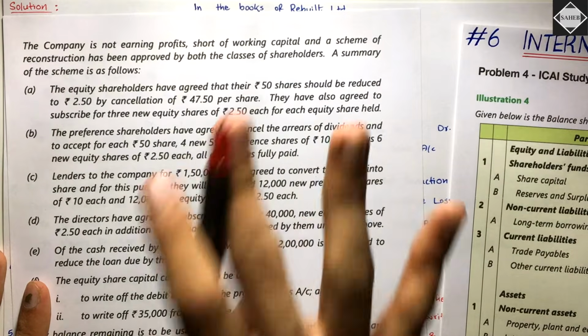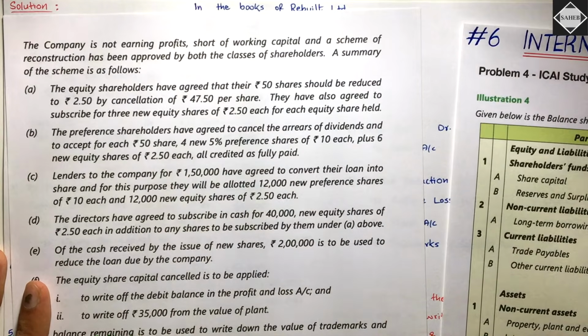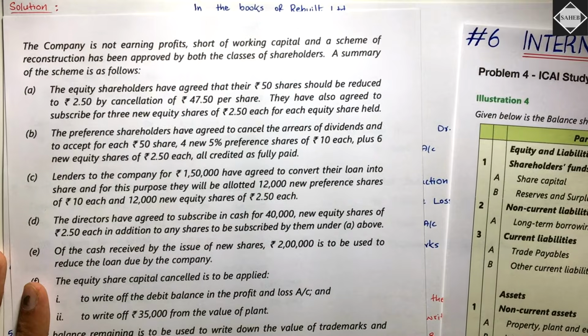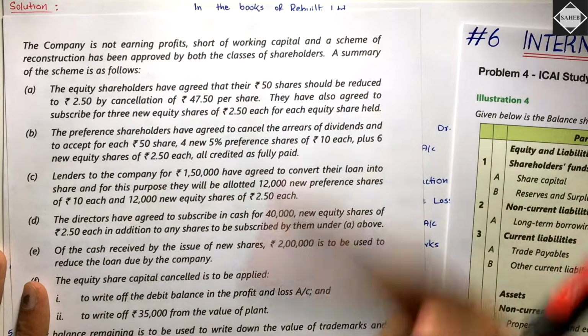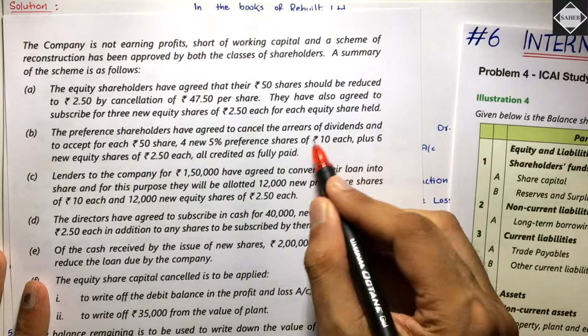Guess that now, 4 new 5% preference shares for each 50 share. So what's the ratio? They are giving the new preference shares in the ratio of 4:1. You have to understand this. It's really simple. It's not difficult. And the face value is rupees 10 each.